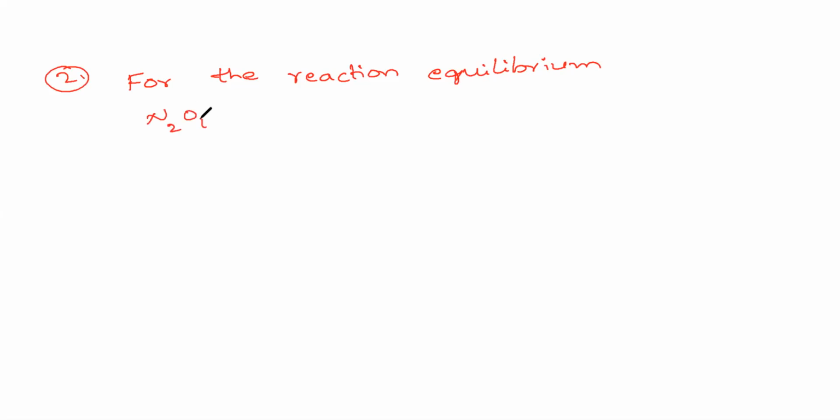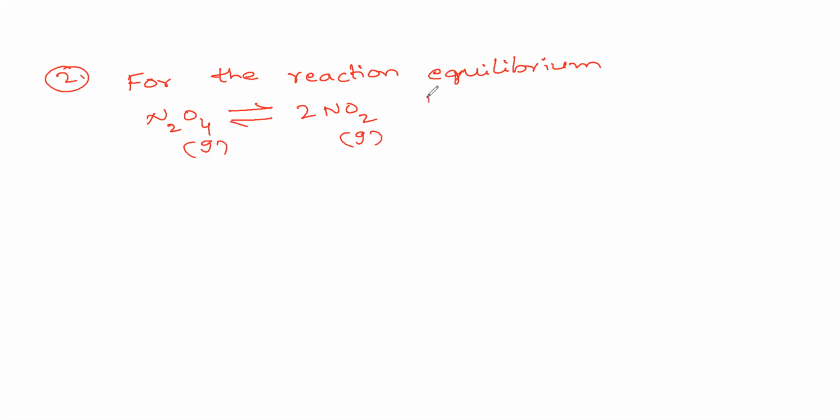Next, question number 2. All these questions you can see on the screen. Question number 2, please note down. For the reaction equilibrium, N2O4, given as a gas, gives rise to 2NO2, which is also a gas.